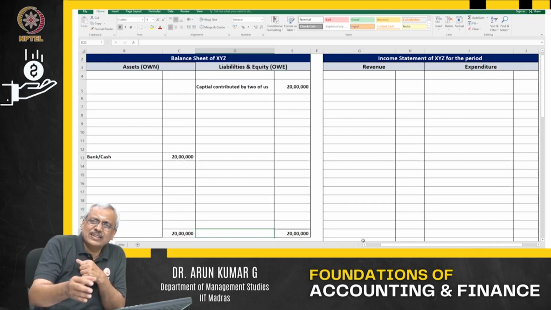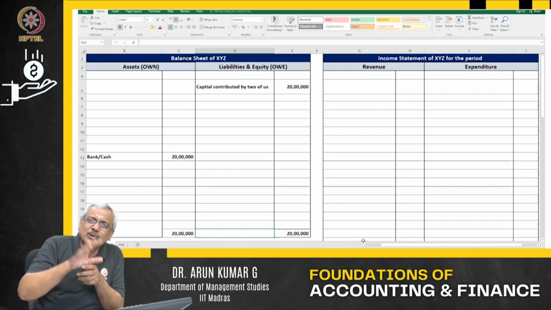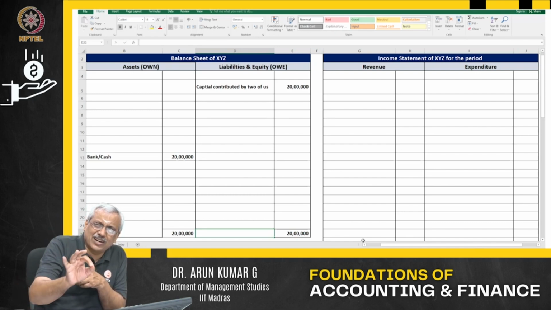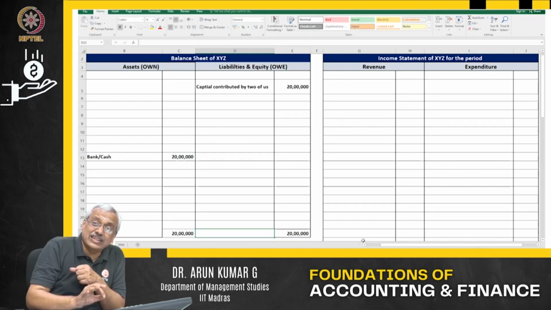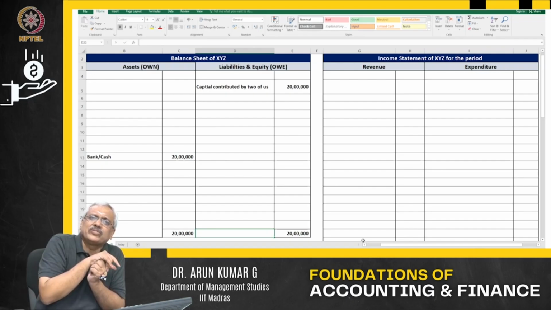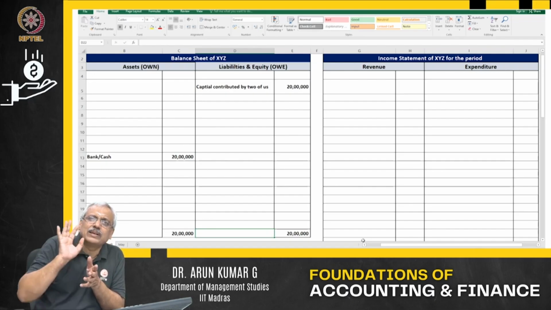Now, sir, is that 20 lakhs a revenue? It is not revenue. It is not earned by the company. It is a capital that is contributed. So, the company owes that money back. It is not earned by the company. If it is earned by the company, then it will be on the revenue side, the P&L or the revenue side. It is not earned by the company as of now.